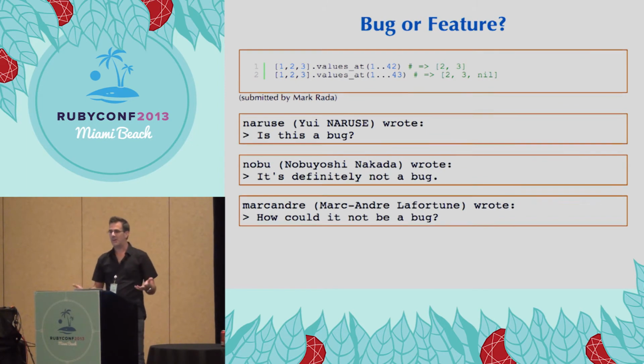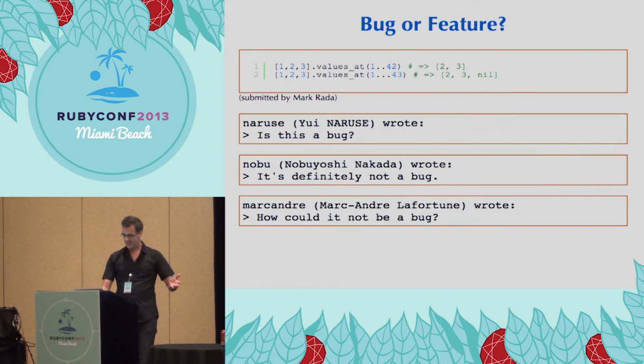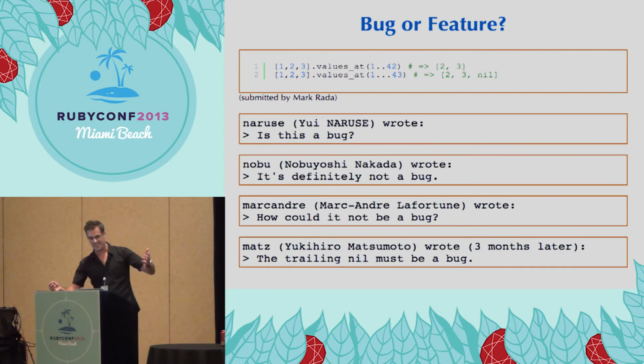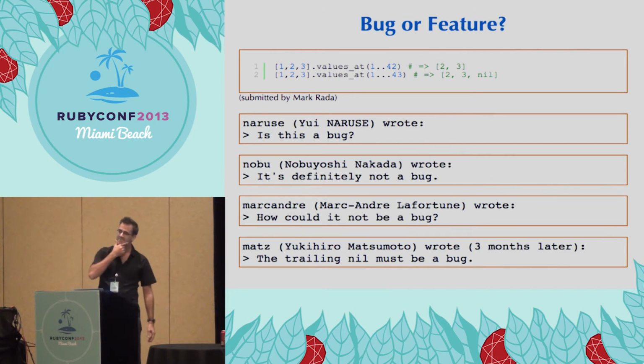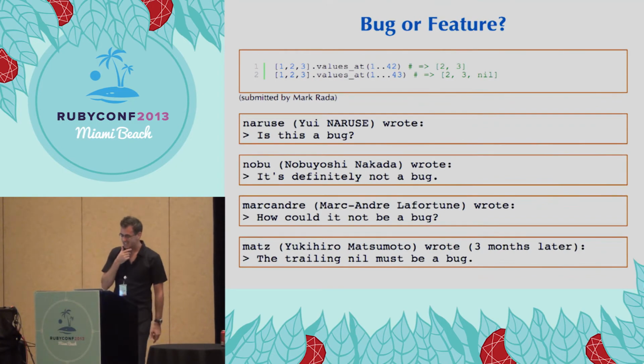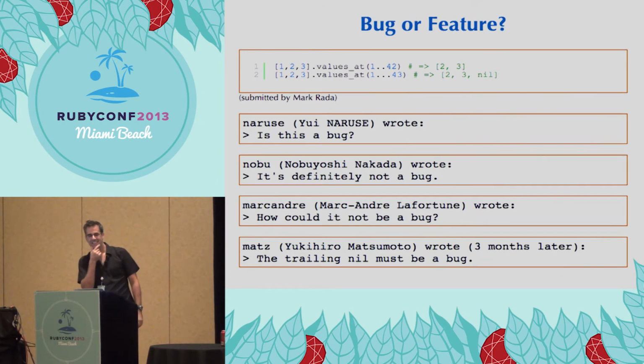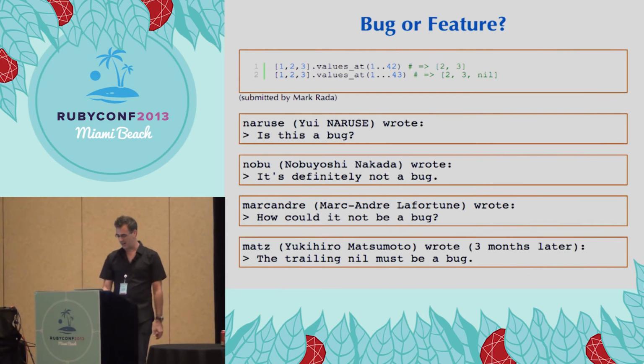So in those cases, what do we do? We do nothing, and we wait. And one day, Matz comes in and says, I've thought about this very well, and the trailing nil must be a bug. Okay, so the nil is not good. There's something wrong going on.